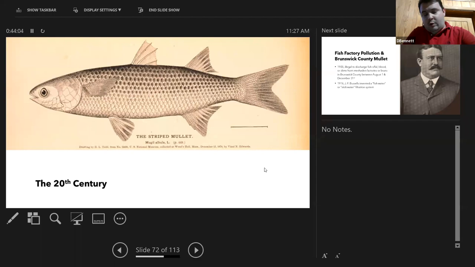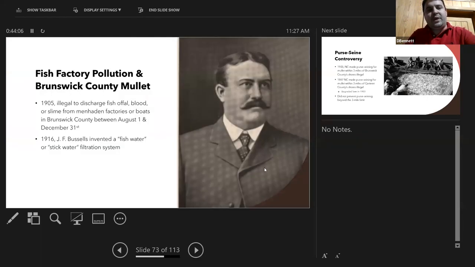In the 20th century, so now we're going to move on to the 20th century. During this time period, there's a lot of tension between the menhaden industry and the mullet fishery, particularly along the coast, but a lot of things really heat up down in Brunswick County. There's concerns about pollution coming out of the menhaden factories, stick water, which is just all this blood and guts and all this nasty stuff that's an effluent coming out of these factories and going into the waterways.